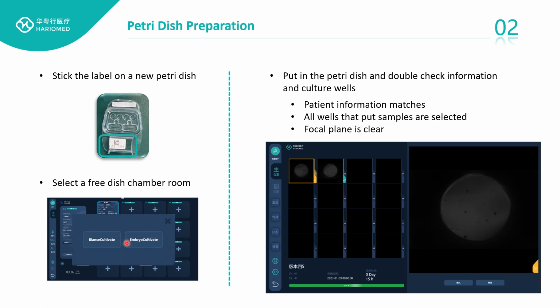And then select embryo cultivate. And then put the petri dish in and double check the information. And then after the first scanning with the autofocal plane scanning, select all the wells that have embryos, because for the empty wells we don't need to take picture for it, which is wasting time. So after selecting all wells, we can double check of the focal plane. If the focal plane is adopted, so we can just select confirm, and then the culture is begin.